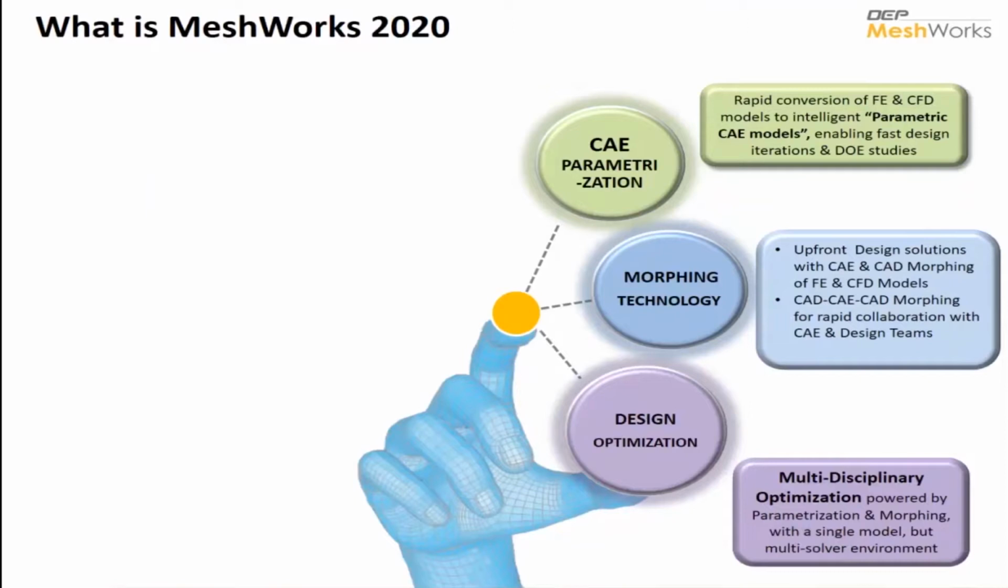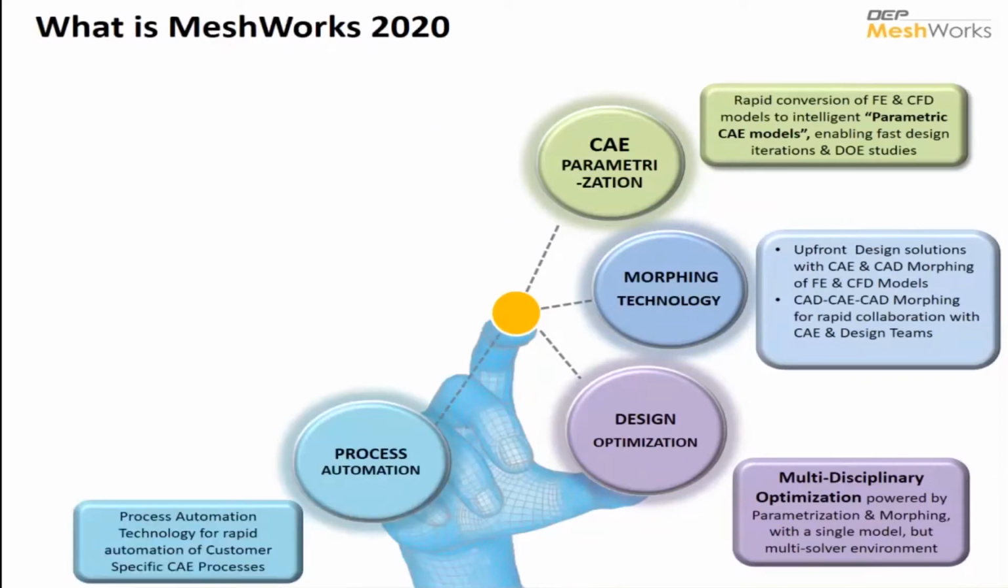MeshWorks enables the MDO process with the help of its parameterization and morphing approach. Using MeshWorks, you can parameterize one domain. Take, for example, I create all my parameters and morphing in the crash model. Now, without repeating the same process again in NVH and durability, I have a transformation approach within MeshWorks, which will enable you to transform all these parameters into other domain models also with just a click of a button.